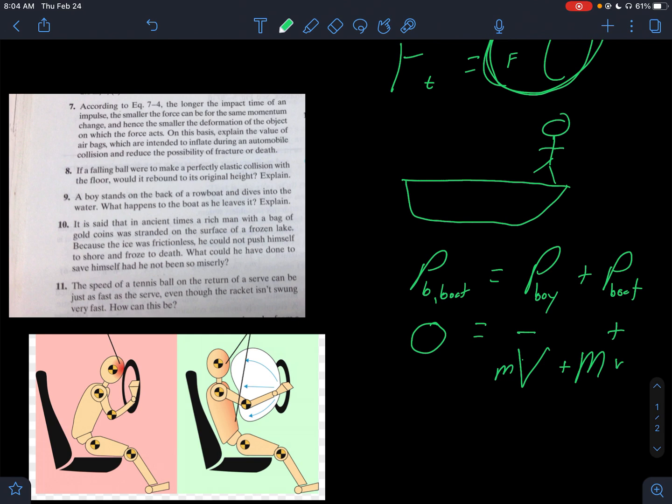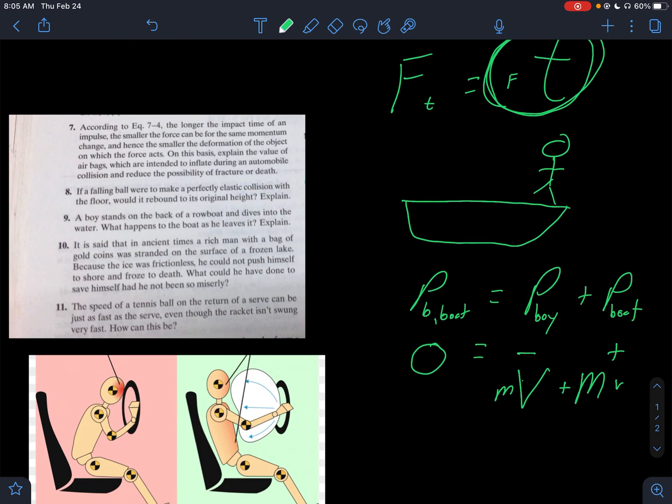Or another way to look at it is that the boy is applying an impulse to the boat through friction, jumping off, and they each have that same impulse. They have the same change in momentum. It's just that the more massive object is not going to have as great of a velocity.